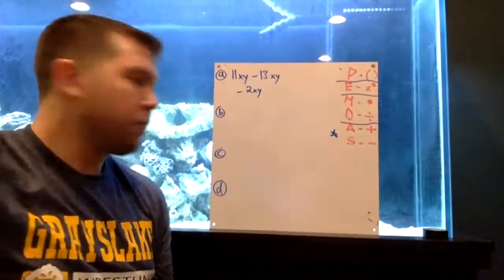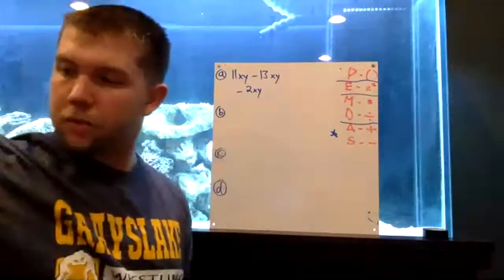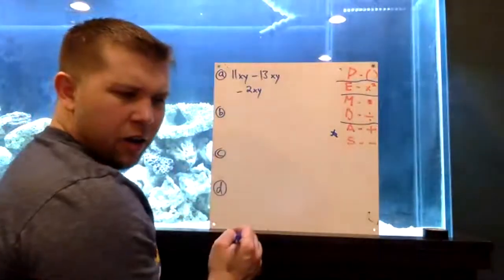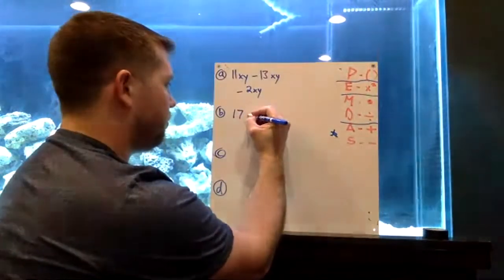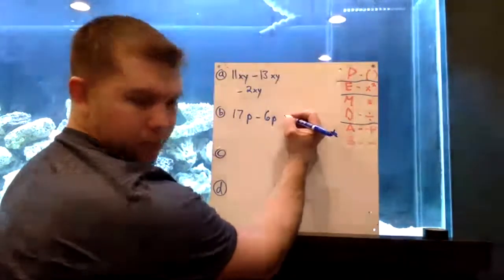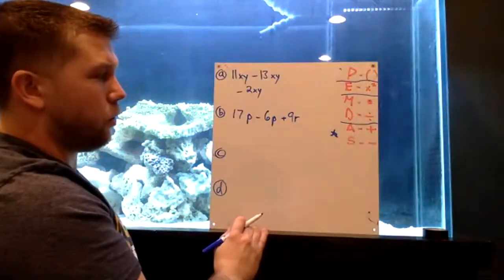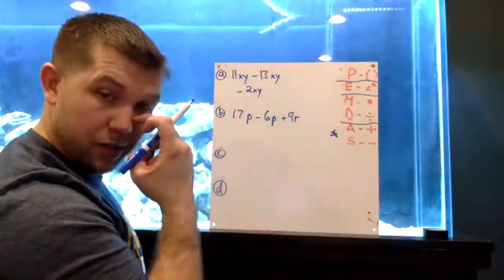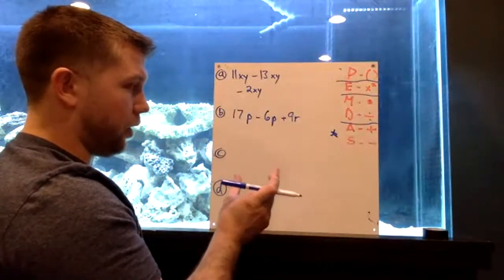Okay, sorry about that. Okay, so the next one says that I have 17p minus 6p plus 9r. Okay, so the only two terms that have the same variable expression are 17p and 6p.